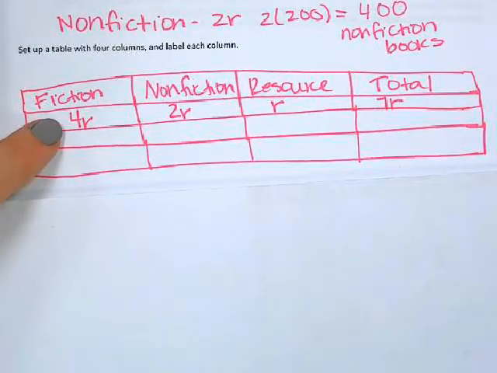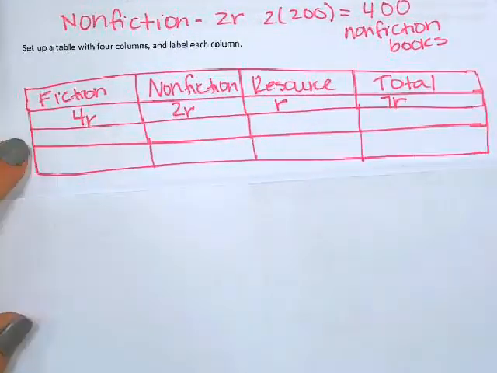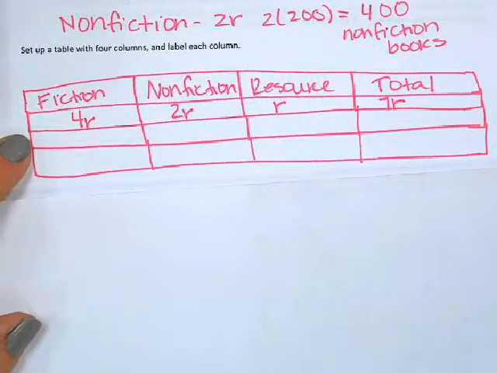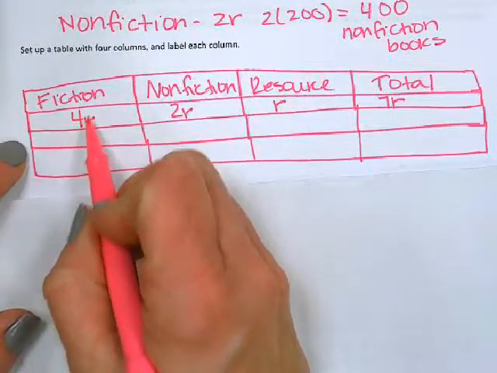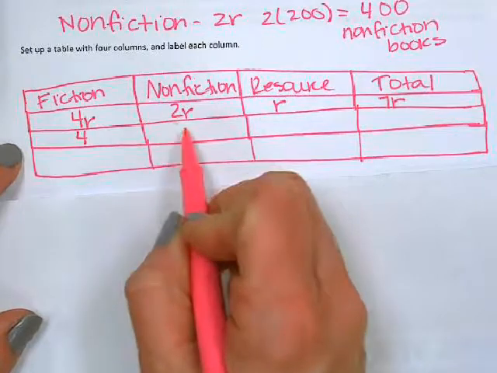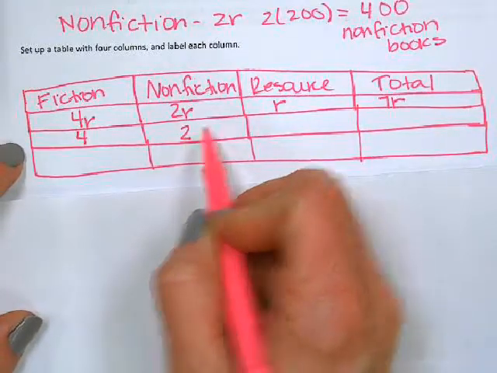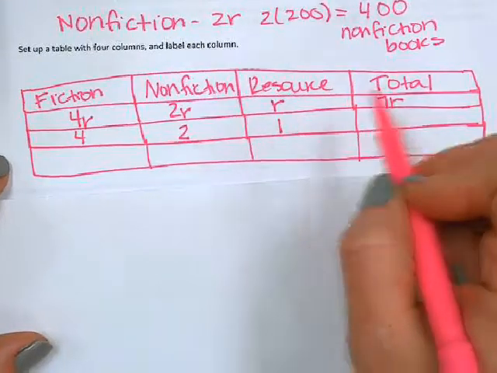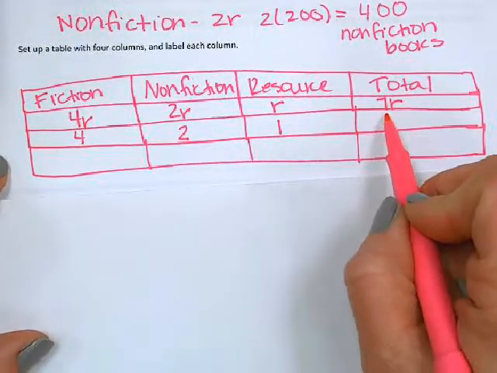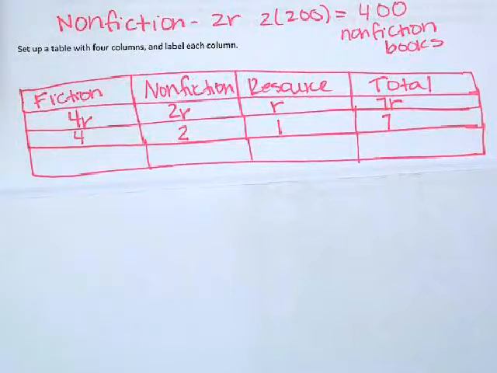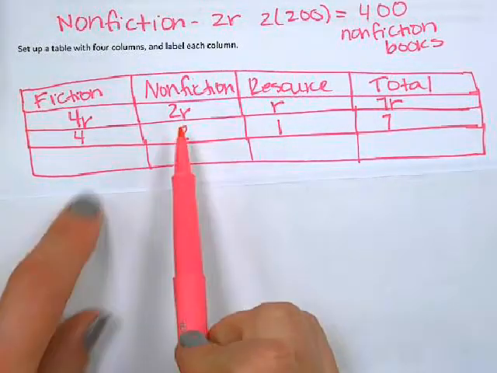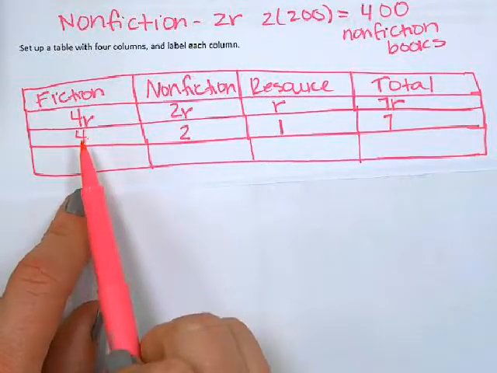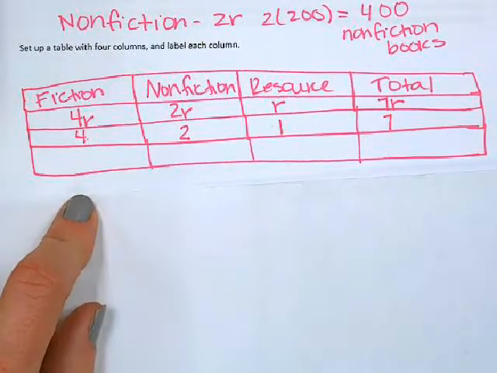Let's pretend that R was 1. So for this second row, if R was 1, then I would take 4 times 1 and get 4. I would take 2 times 1 and get 2. My total number of resource books would be 1 because R is 1. And my total would be 7. So I'm just saying if R were 1, what would that be? And then it still works the same. Nonfiction is still half of what fiction is. Fiction is still 4 times what resource is.